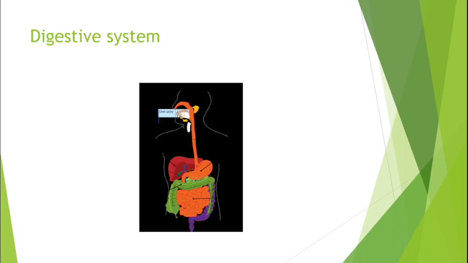This is the picture of a digestive system, and if you can see, it starts with the mouth, goes to the esophagus, stomach, the small intestine and the large intestine. It also includes the liver and the gallbladder.